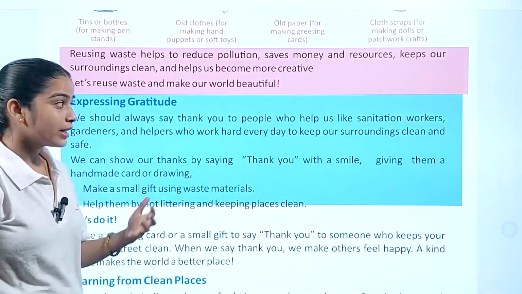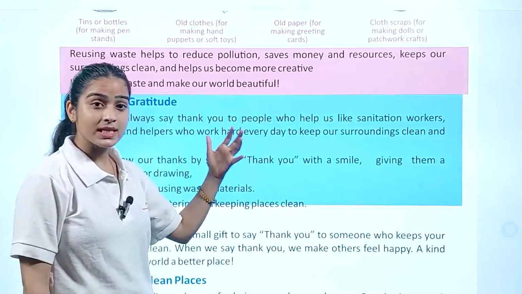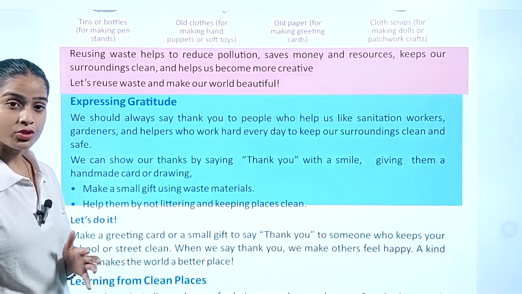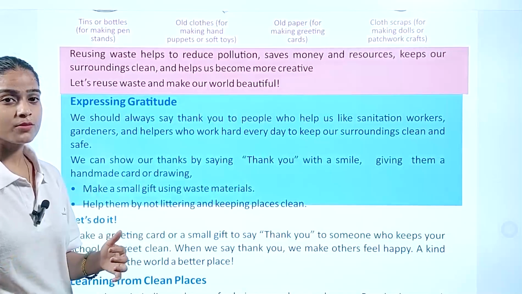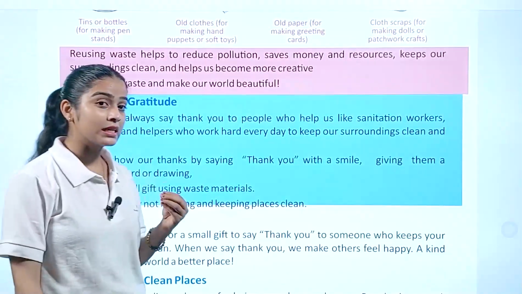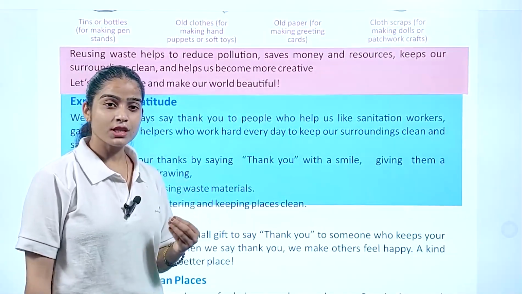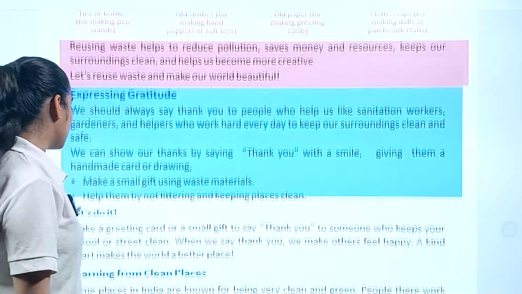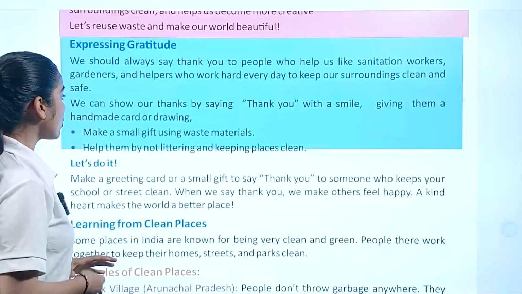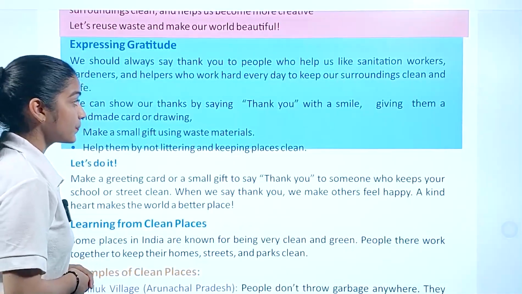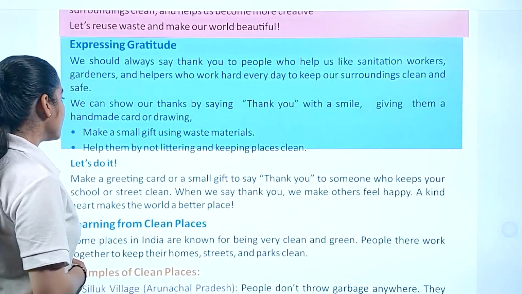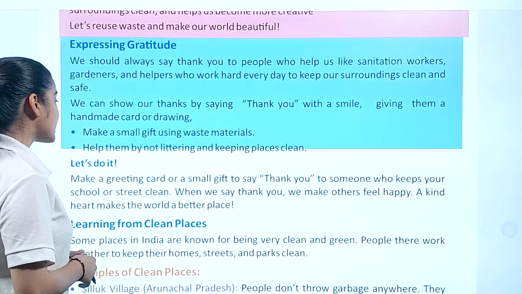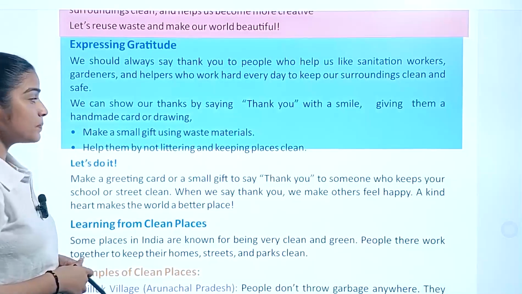They clean your surroundings through sanitation work and gardening. This is a very important work which they are doing, because it is not possible for you. You cannot do this type of work for a single day. So always keep gratitude in mind, right? Say thank you to these people. We can show our thanks by saying thank you with a smile, giving them a handmade card or drawing, making a small gift using waste materials, and helping them by not littering and keeping places clean.